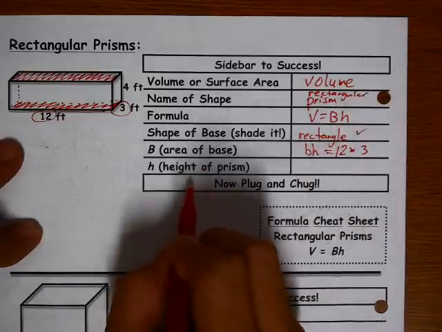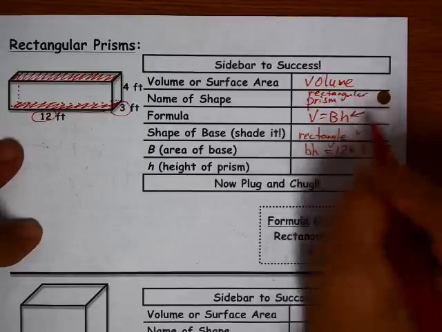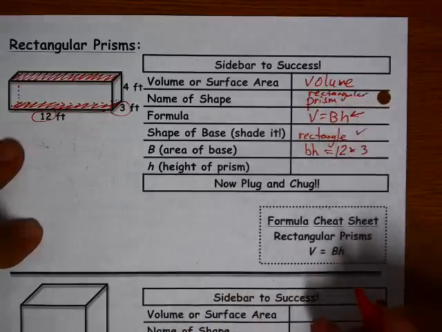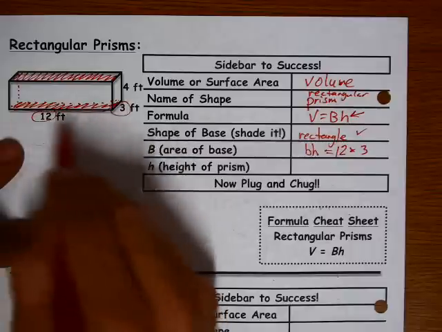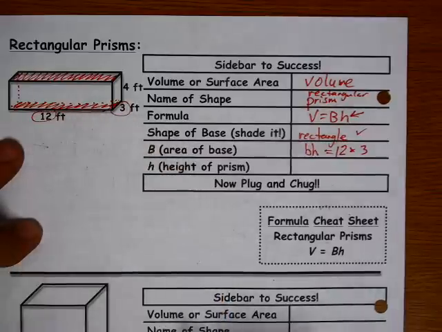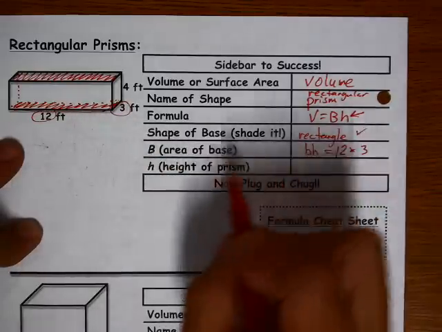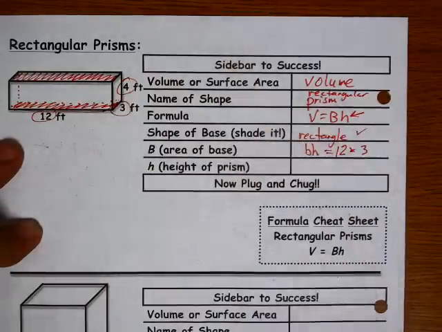And the height, we're looking for the h in the formula. It's the height of the prism. We already used the 3. That's the height of the base, which is a rectangle, but now we're talking about the height of the actual prism, and that's 4.